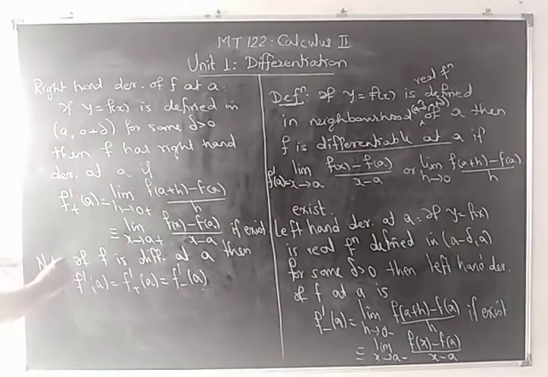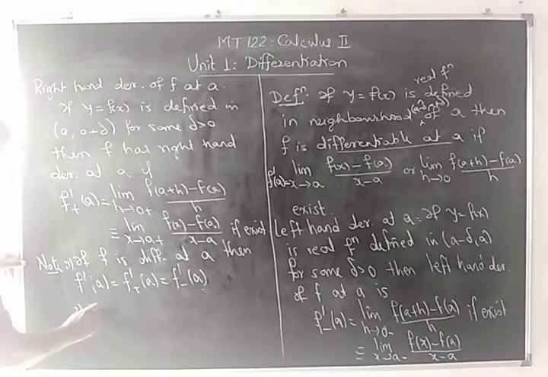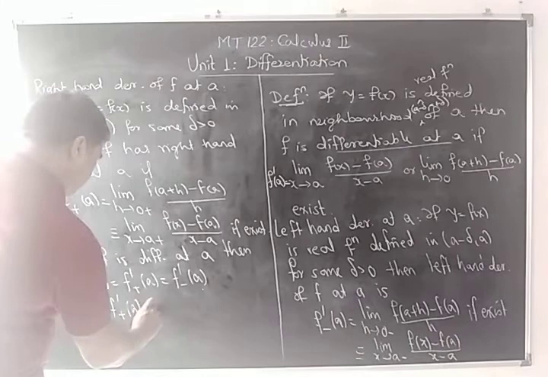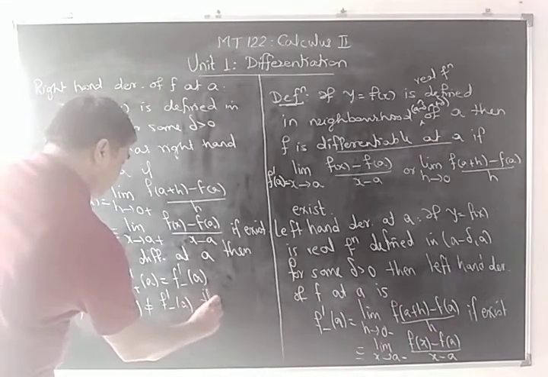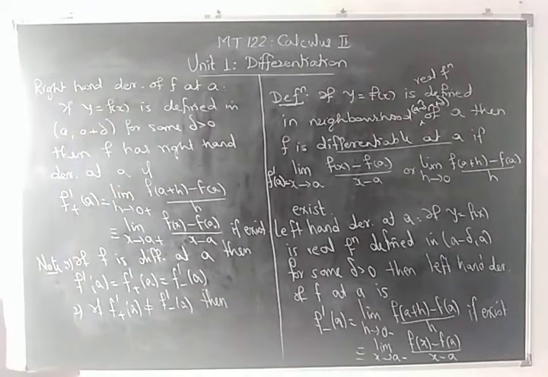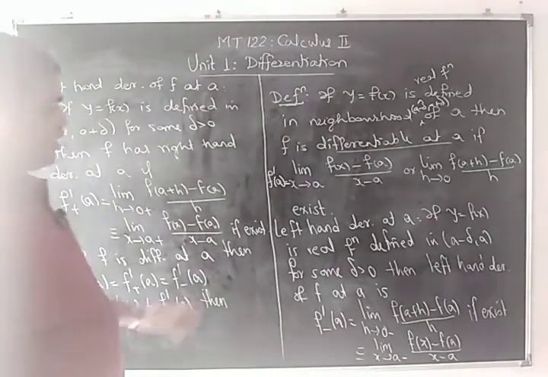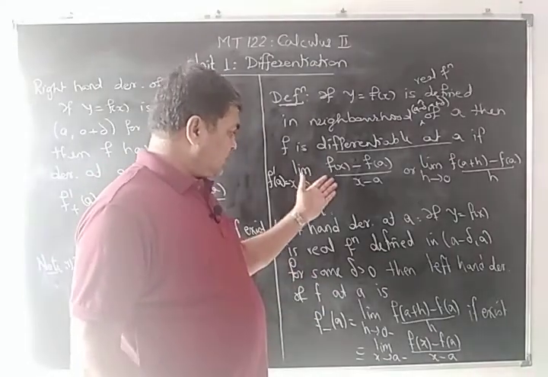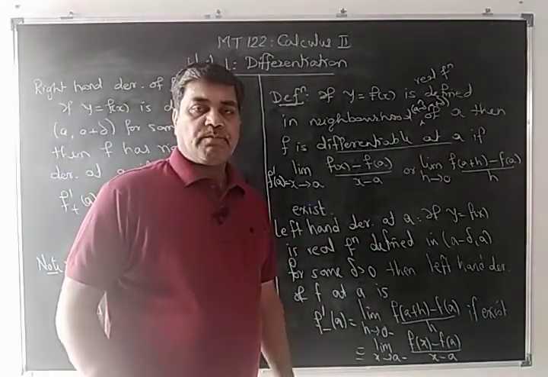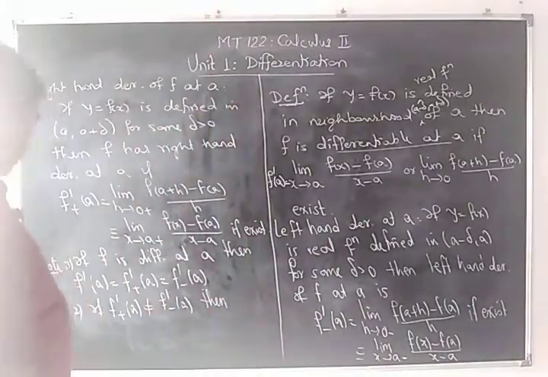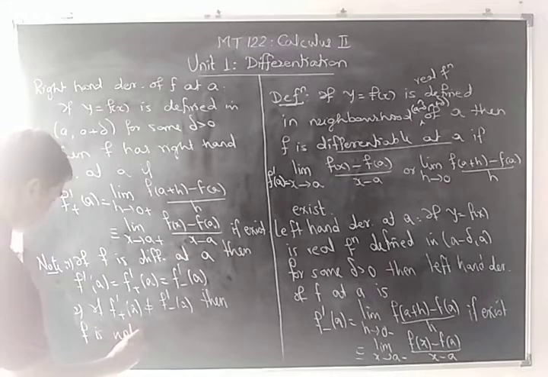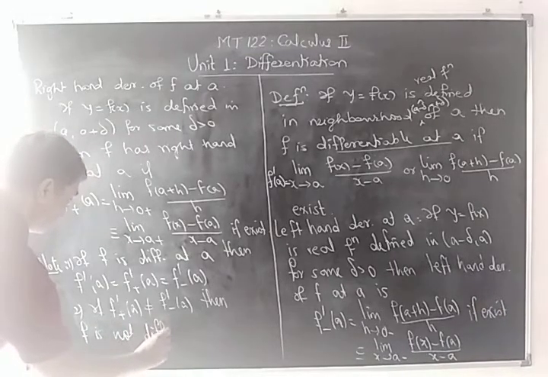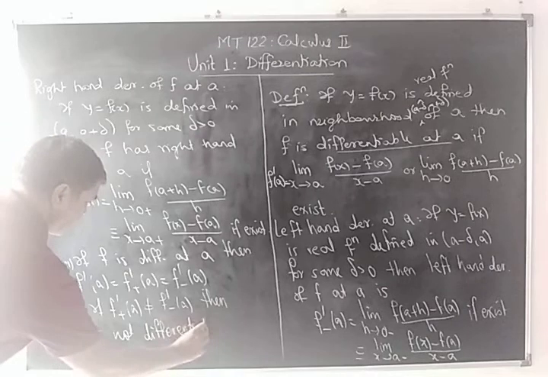Second, if f dash plus a is not equal to f dash minus a, then f is not differentiable. Then left hand derivative and right hand derivative are not equal, meaning this limit must not exist. This limit doesn't exist. Then f is not differentiable at a.